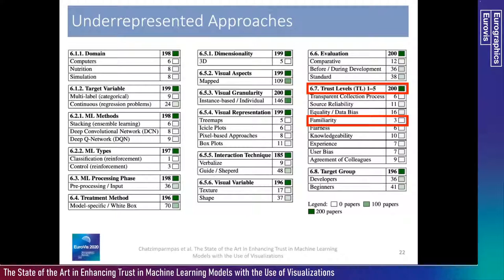Knowledgeability about learning methods and details available to different types of users is not well supported. As a result, customization and reconfiguration of visualizations that take into account the experience of users in order to choose a specific machine learning model are not researched to the required extent. Also, user bias is ignored in almost all of the visual systems. Finally, developers and beginners are the two most underrepresented target groups in the papers we analyzed.